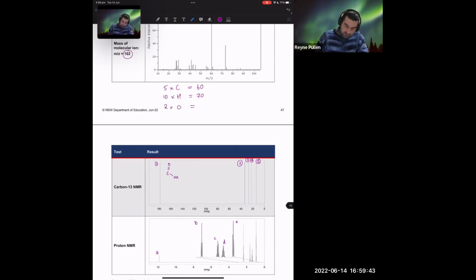And look at that. Whoops, sorry. Let's just write this out properly. So 10, 32, and then all of those together add up to 102. So that's looking great. Our assumption that there were 5 carbons and 10 hydrogens was spot on.